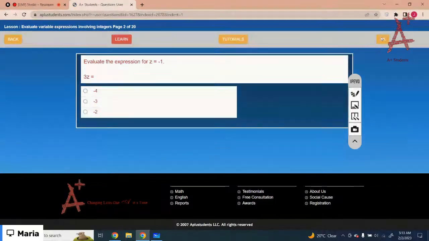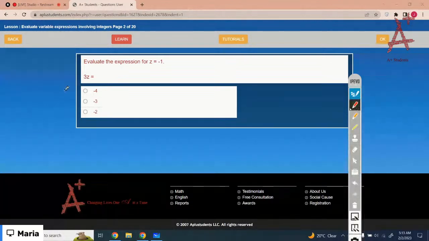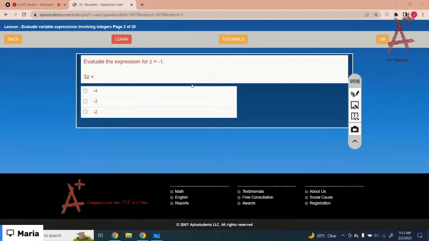Evaluate the expression for z equals -1. So just replace the variable with the value. It would be 3 times -1. So 3 times -1 equals -3. Got it? So the correct option is -3. Just select the correct option, then click on the OK button.